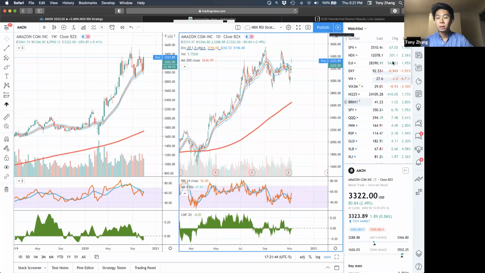Michelle is saying, thanks for your presentation. Short question. What is the indicator exactly named that you show, CMF? CMF is Chaikin money flow. So this green indicator here to the bottom, that is the Chaikin money flow.